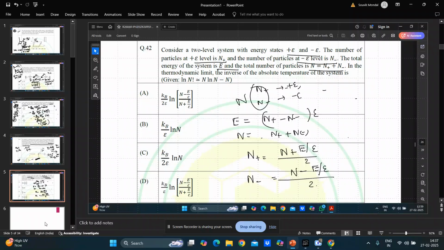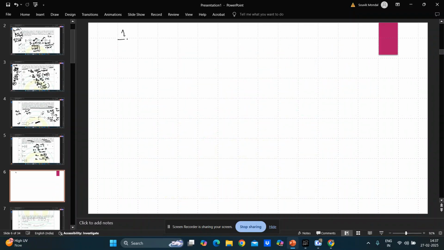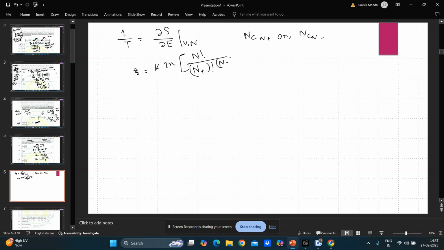Right. So now they are asking for the inverse temperature. You can immediately recall from your previous knowledge that 1 by T is nothing but del S by del E, other things like V being fixed. So what is S? S is equal to k log omega. And what is omega? Omega is simply N choose n plus, or N choose n minus, it doesn't matter. Both are actually the same. So it is N factorial divided by n plus factorial divided by n minus factorial.